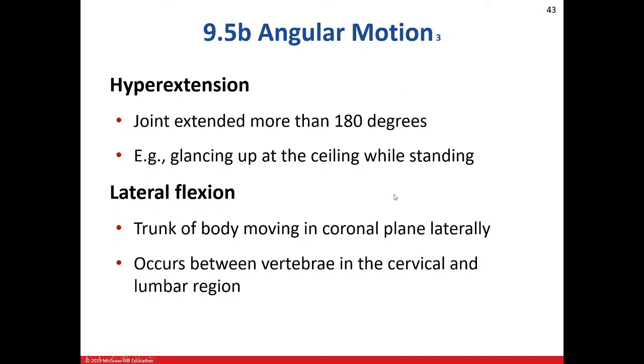And then lateral flexion is where the trunk of the body moves in the coronal plane laterally. Basically, if I bend to my left or bend to my right, I have performed lateral flexion. Flexion, extension, and hyperextension were all in the anterior to posterior plane. Lateral flexion is in the coronal plane.